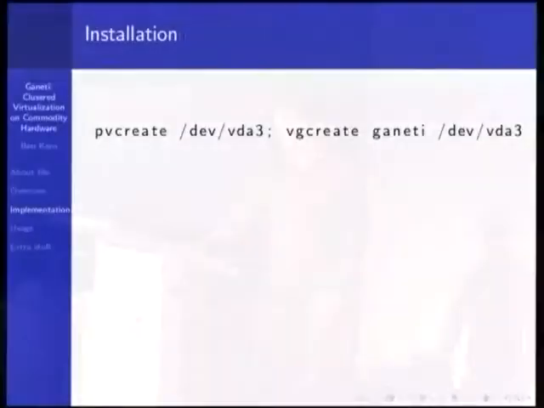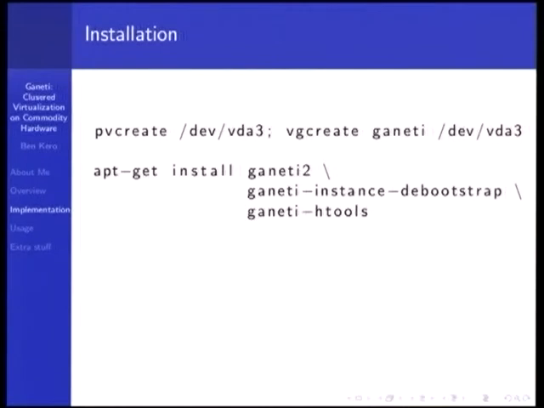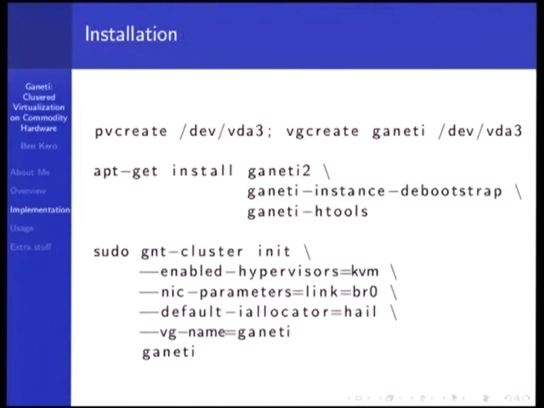So installation is fairly easy with this. Like I said, it uses LVM, so the first step is just to create a volume group for it. And then you install it using apt or yum or Gentoo or whatever you like. And then after you do that on every node, or your first node, you can do this with just one node as well, you initialize a cluster, you pass it some parameters, and then it's good to go.